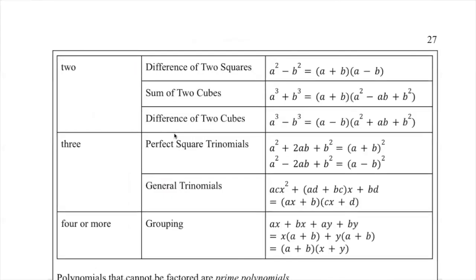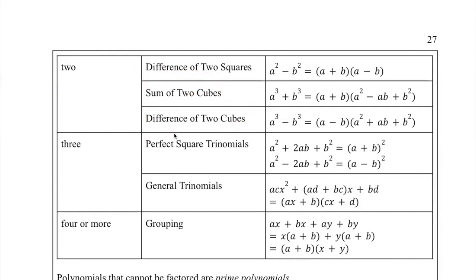We can also factor using different techniques. If you're given two terms, you can factor using the formula for difference of two squares. You should know that a² - b² is (a + b)(a - b). When it's a sum of two cubes, like a³ + b³, the formula for factorizing that would be (a + b)(a² - ab + b²). If it's a difference of two cubes, a³ - b³, you can rewrite that as (a - b)(a² + ab + b²).